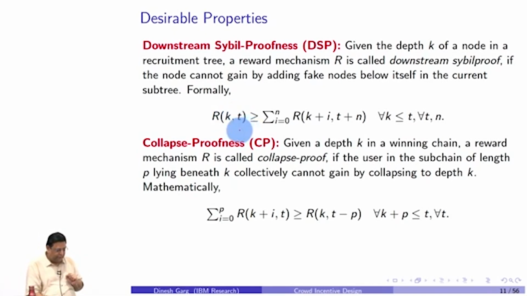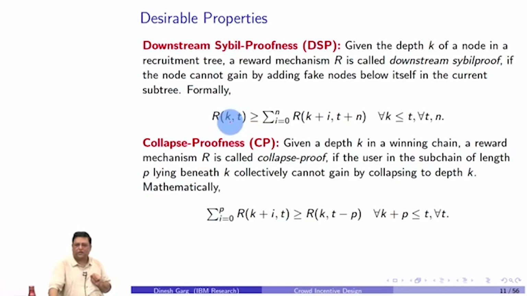Now, if this function were to be Sybil proof, then the following property should be satisfied. For example, some node sitting at position K, like Carol in this example, and T is the length of the recruitment chain. This is the pure chain. There is no fakeness involved in it so far.